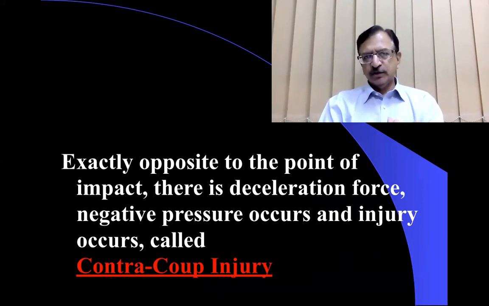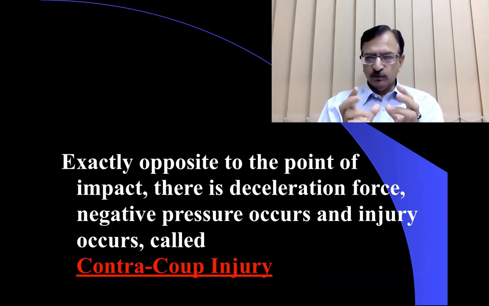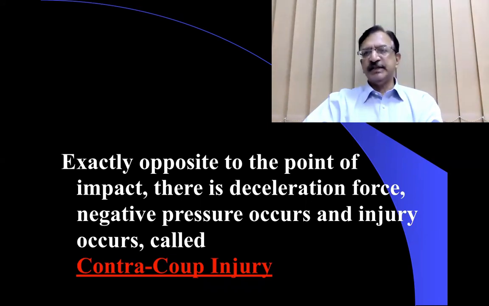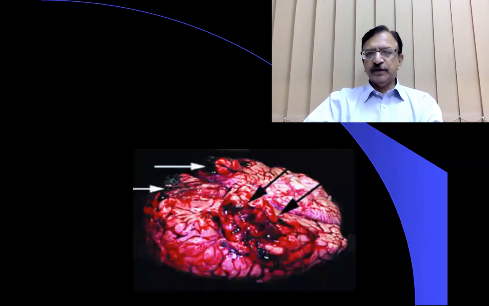Exactly opposite to the point of impact, there is negative force, deceleration, and there is avulsion of the brain attachments from the negative area, opposite to the skull point of impact. That is the contra coup injury. Opposite to the point of impact, there is negative vacuum pressure or avulsion, and that will also cause damage to the attachments of the brain, and this is the contra coup injury.